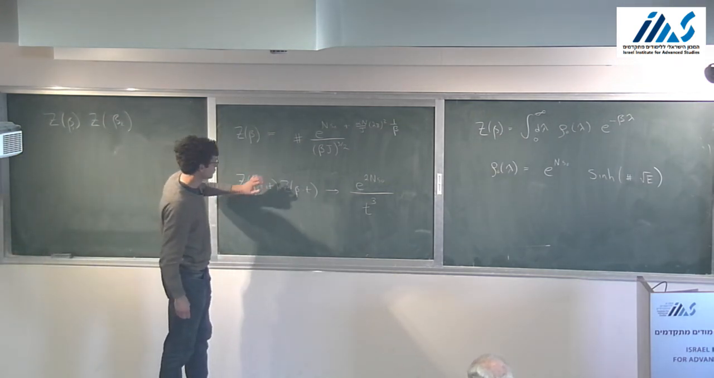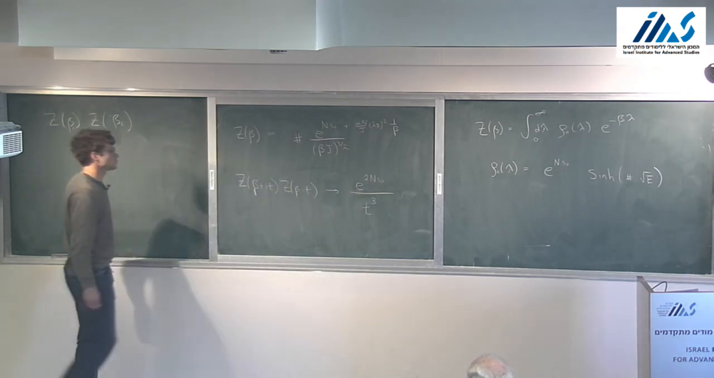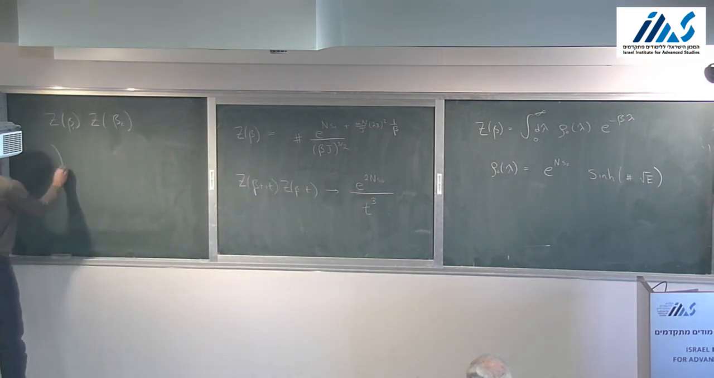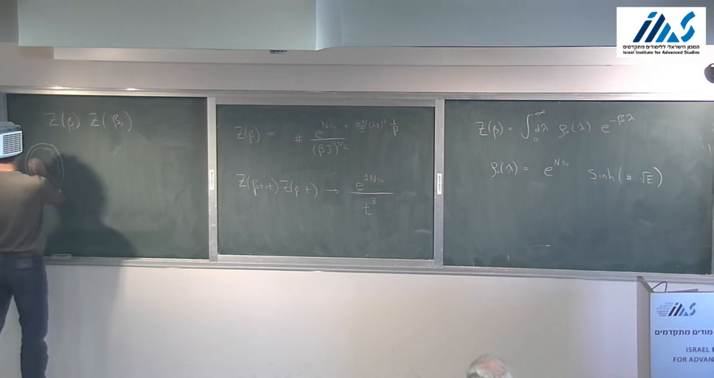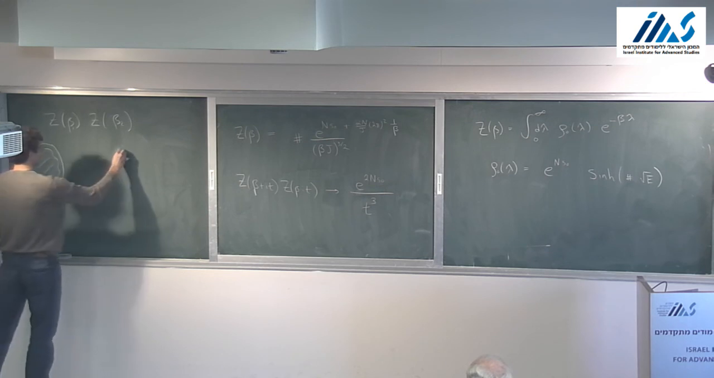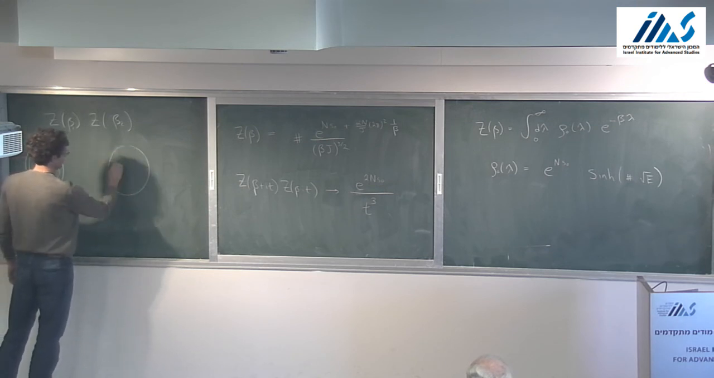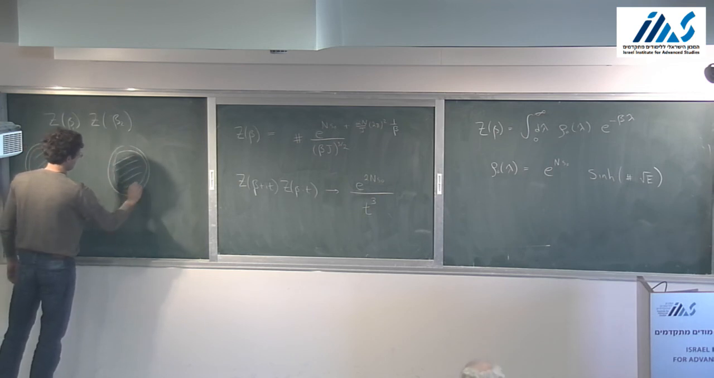The classical solution that we're using here corresponds to a disconnected manifold, where we have two of these hyperbolic disks, and we have a wiggly boundary with length proportional to beta 1. And we have a second disk with a wiggly boundary with length proportional to beta 2.